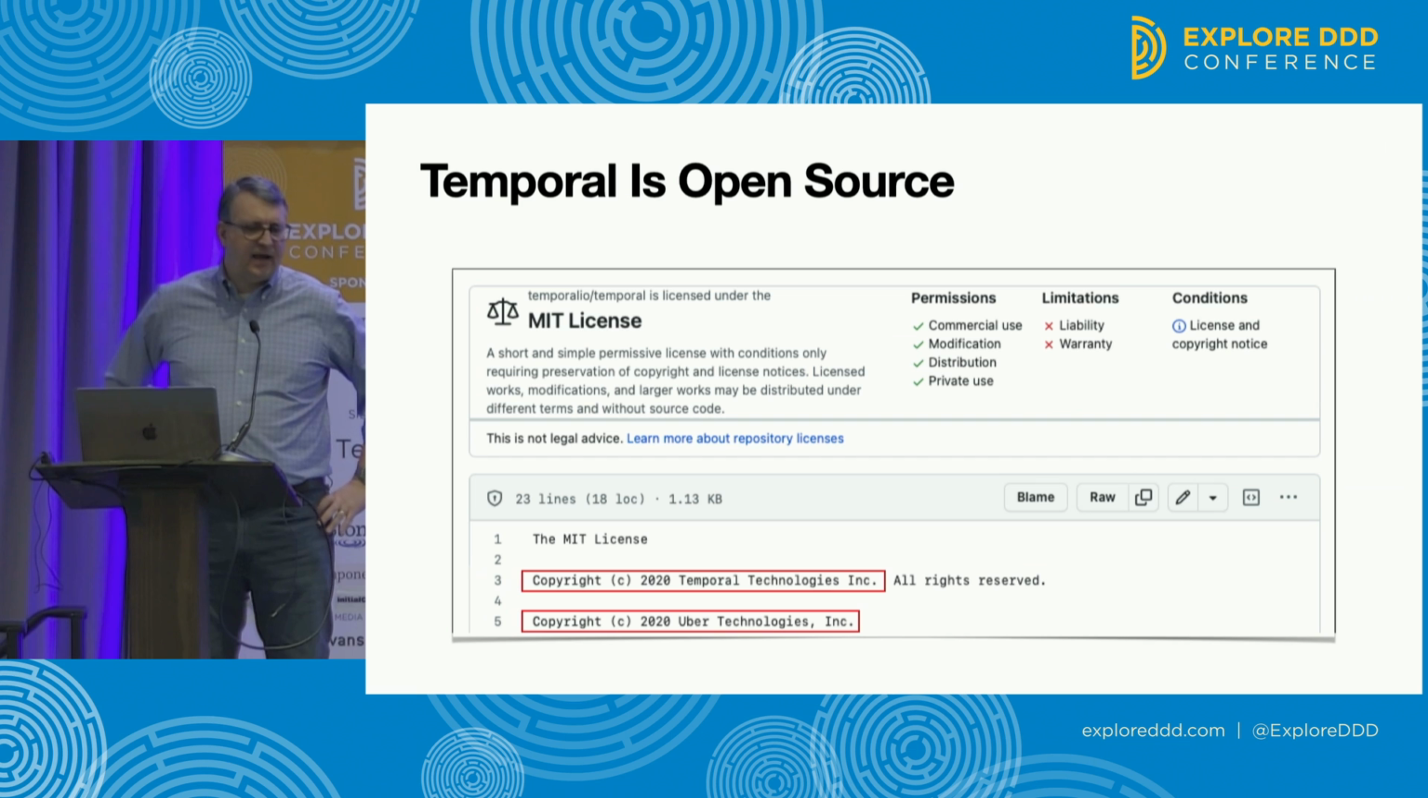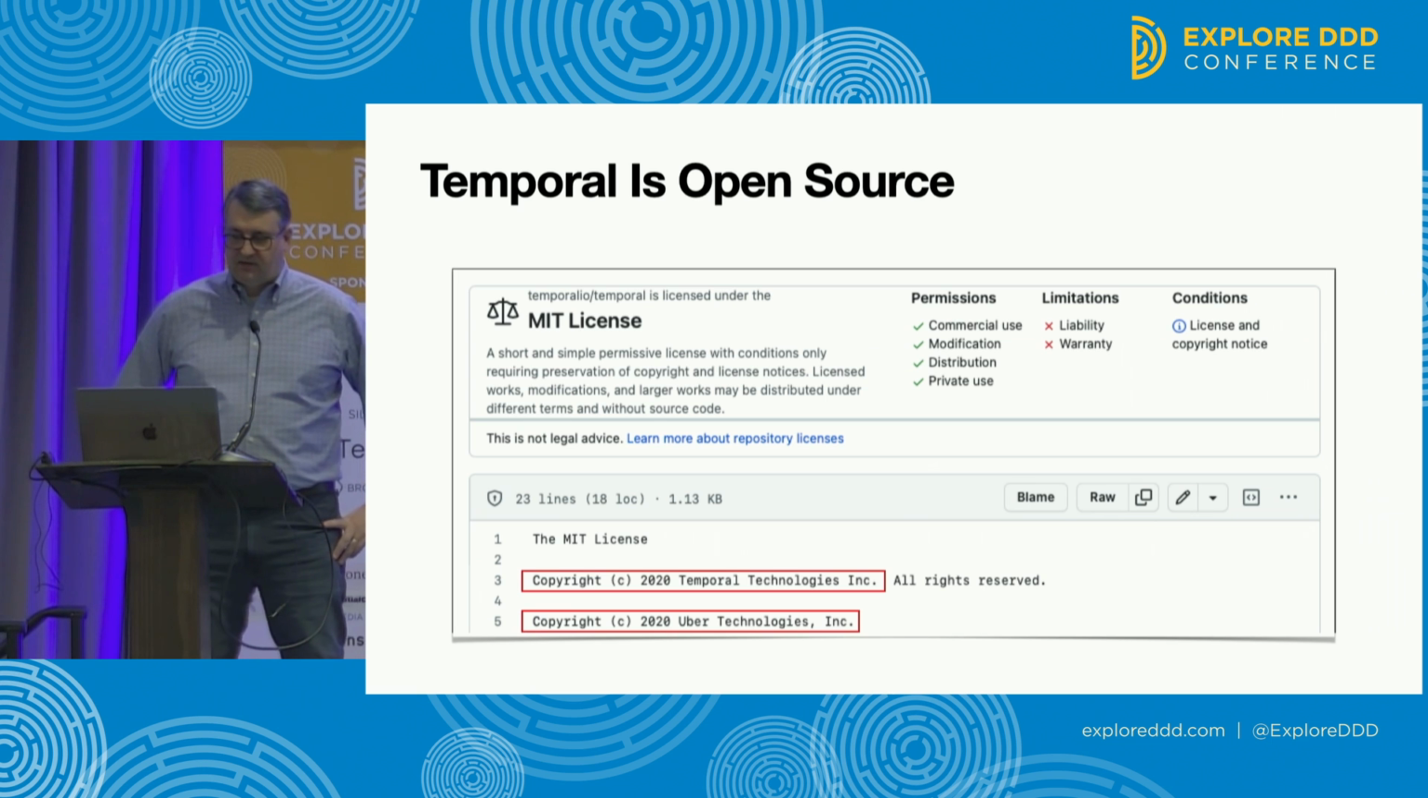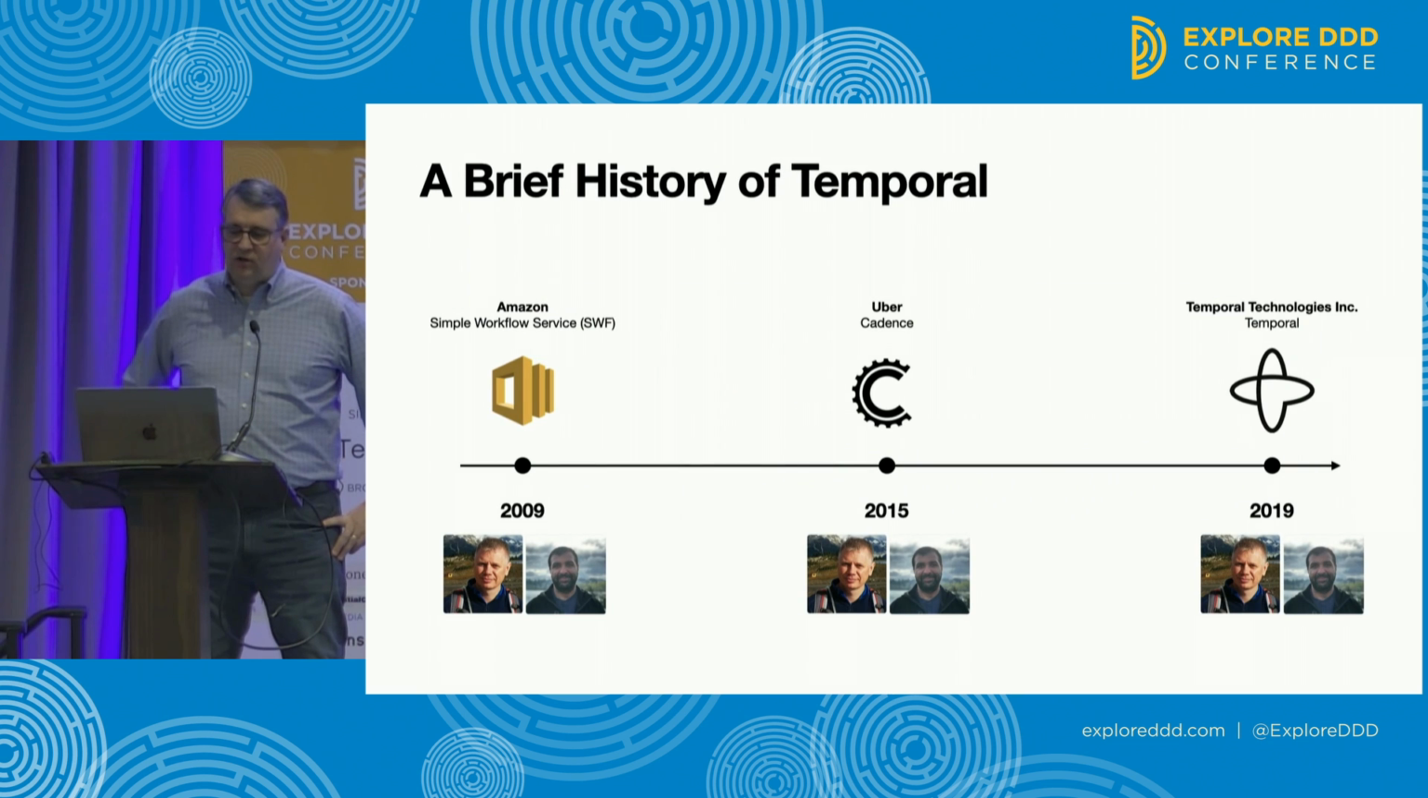But I want to point out Temporal is open source, released under the MIT license. And if you look at the license on our GitHub repository, you'll see 2 things. It says copyright 2020 Temporal Technologies. Well, that makes sense. Temporal is the company that's the majority contributor to the open source project. But then you'll see below that it says Uber. And you may think, what does that have to do with anything? To understand that, you have to look at the history of Temporal.